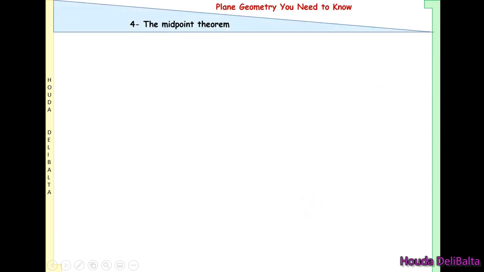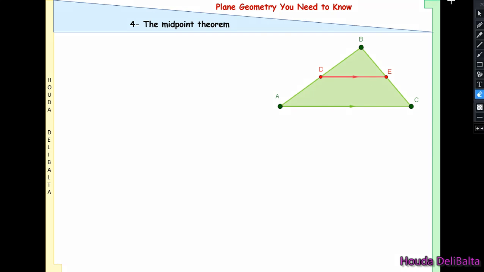In this video, dear students, we are going to talk about the midpoint theorem and the median property. So let's start. What about the midpoint theorem? As you see, here is a triangle ABC, and D and E are given the midpoints of AB and BC respectively. So D is the midpoint of AB and E is the midpoint of BC.